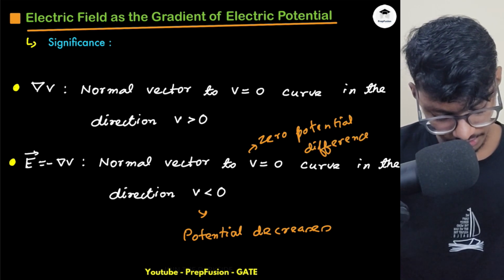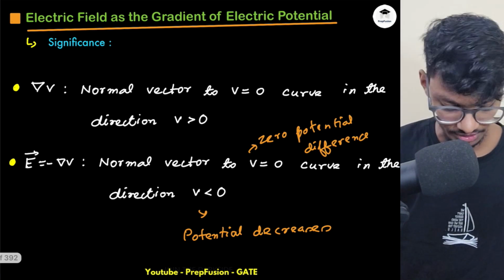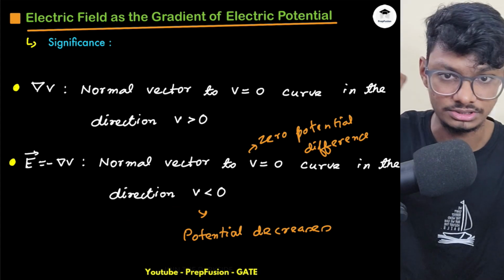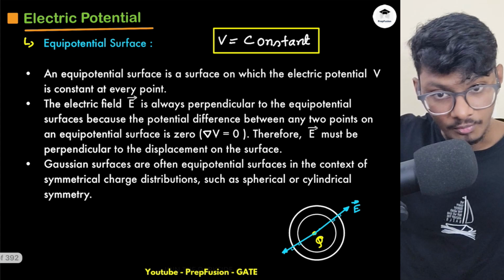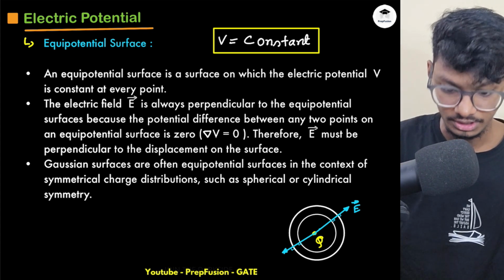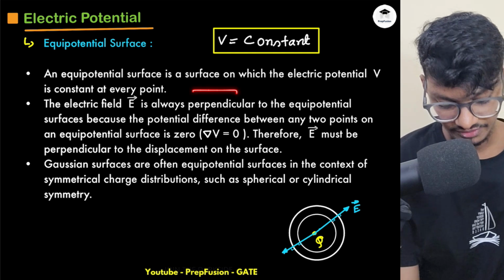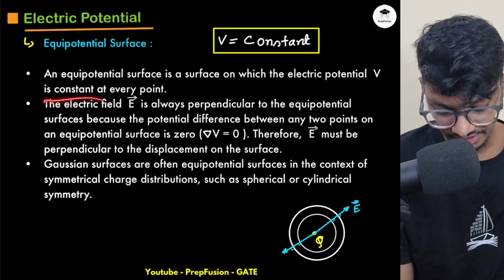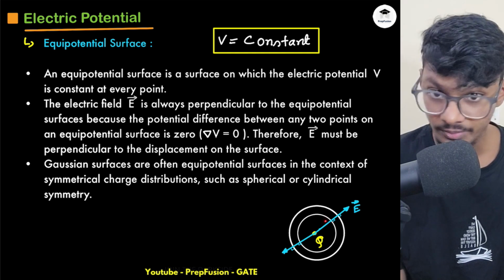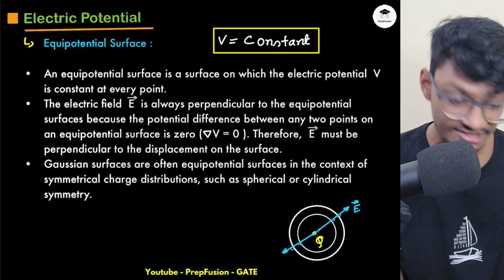Potential, if you remember, is always with respect to two points. Zero potential difference in the direction in which V reduces. So from here the concept of equipotential surfaces comes. An equipotential surface is a surface in which the electric potential V is constant at every point. Look, the potential will not be 0, but it will be constant. So the potential difference will be 0.